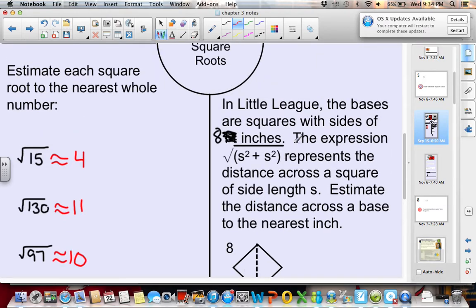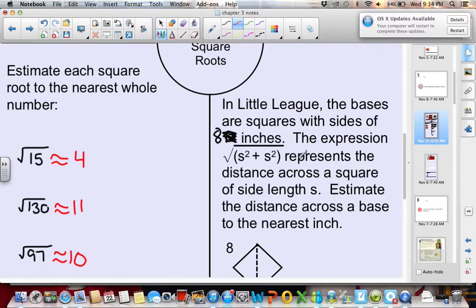In Little League, the bases are squares with sides of 8 inches. The expression, the square root of s squared plus s squared, represents the distance across the square of side length s. It's usually a different number, but I changed it for our purposes so we can use the table that we just created.